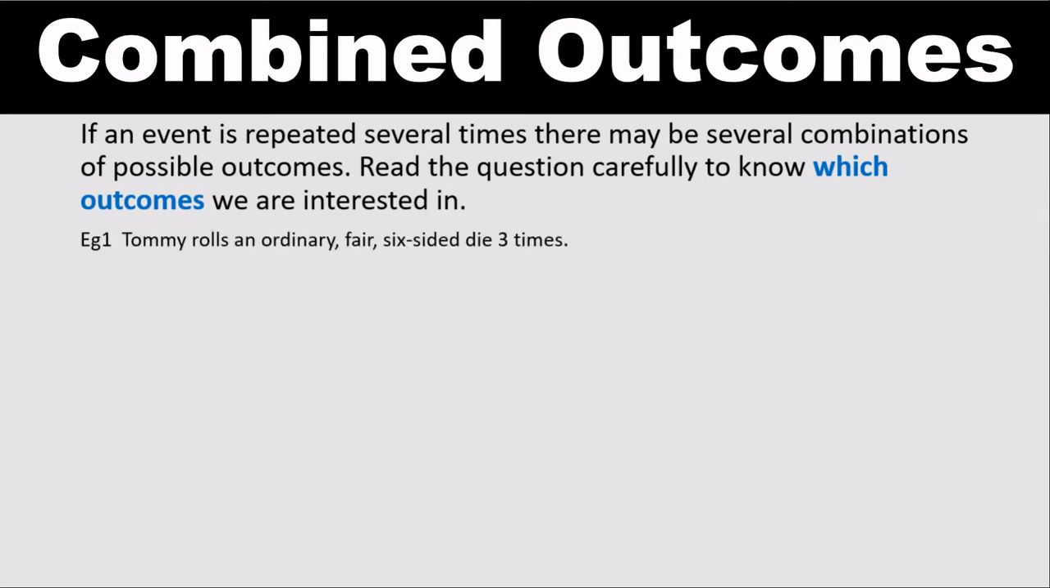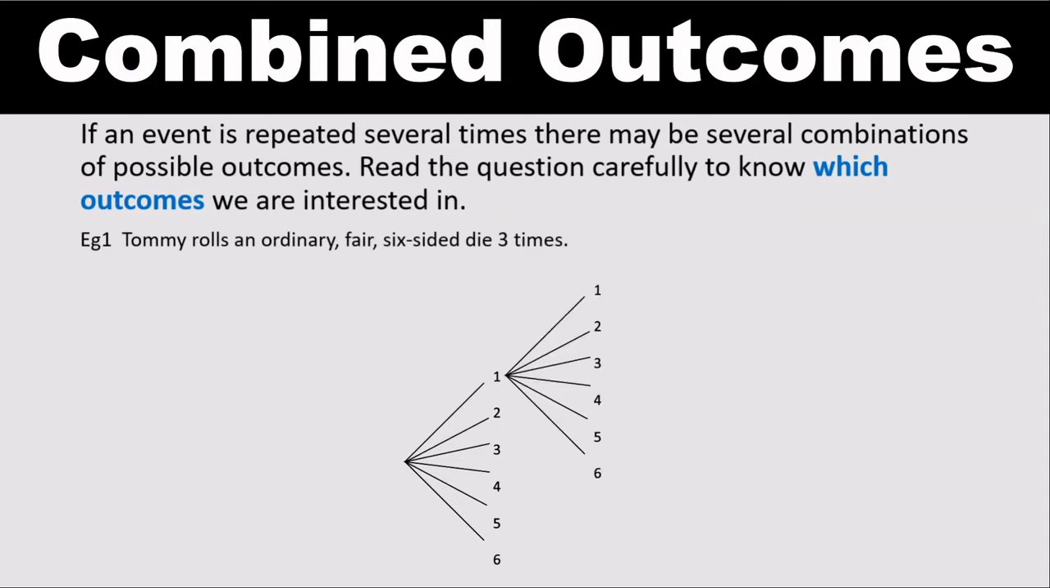For example, if Tommy rolls an ordinary, fair, 6-sided die 3 times repeatedly, I might be tempted to write all of the possible outcomes, being a 1, 2, 3, 4, 5, or 6 on the first roll. Then the second roll might have been a 1, 2, 3, 4, 5, or 6. And the third roll could also be a 1, 2, 3, 4, 5, or 6. But so far this tree diagram is only showing the possibilities where I rolled a 1 on the first roll. And then from there I could have rolled a 1, 2, 3, 4, 5, 6, but I'm only continuing my tree diagram from the outcome where I might have rolled a 1 again.